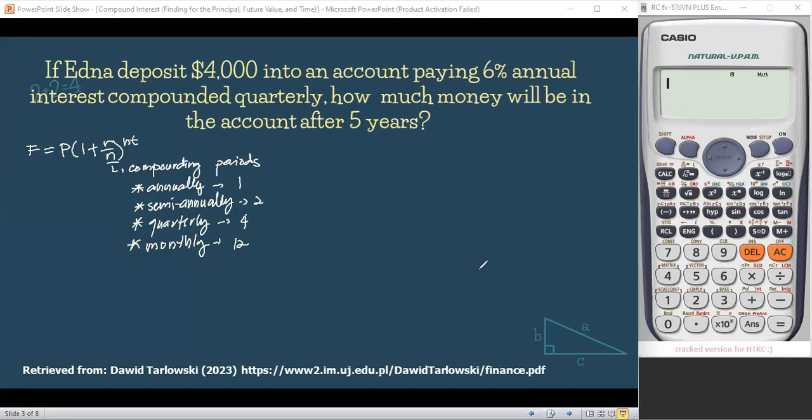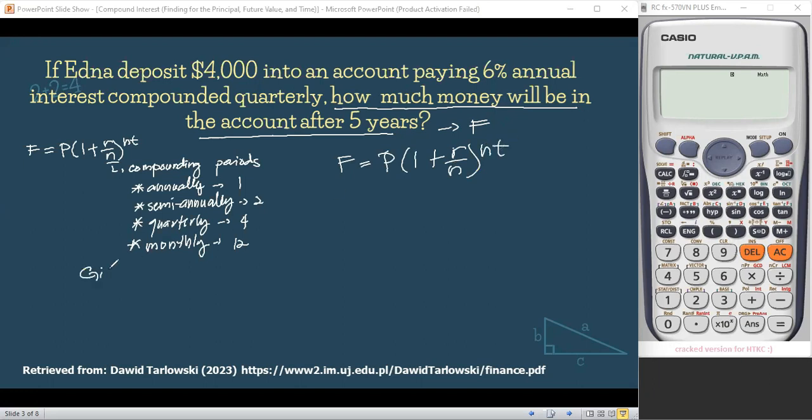So let us read po, if Edna deposits $4,000 into an account paying 6% annual interest compounded quarterly, how much money will be in the account after 5 years? How much money? Ang tinatanong po sa atin dito is the future value or the maturity value. So using this formula po, we have F is equal to P times (1 plus R over N) raised to NT. So yung given po muna natin, let us write it down.